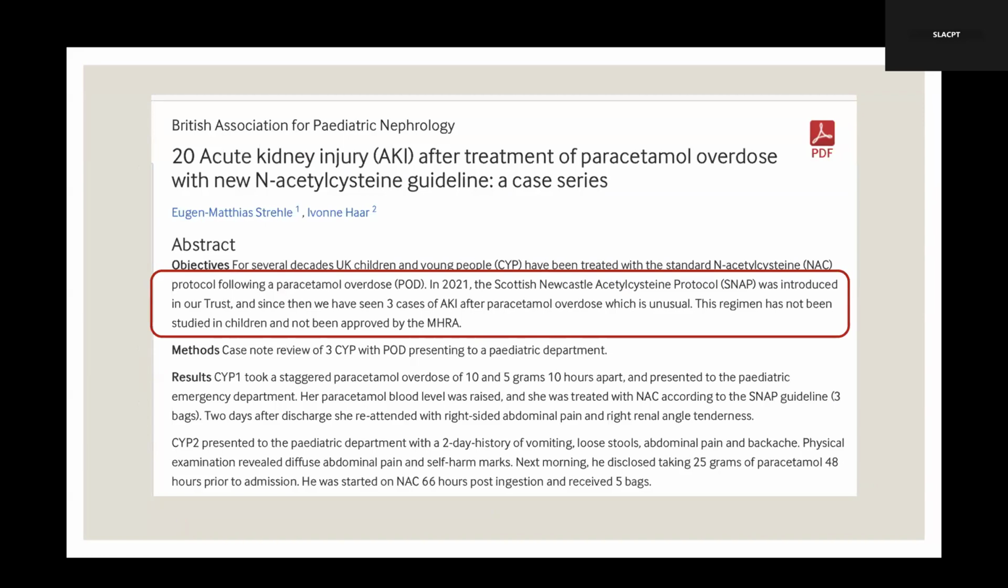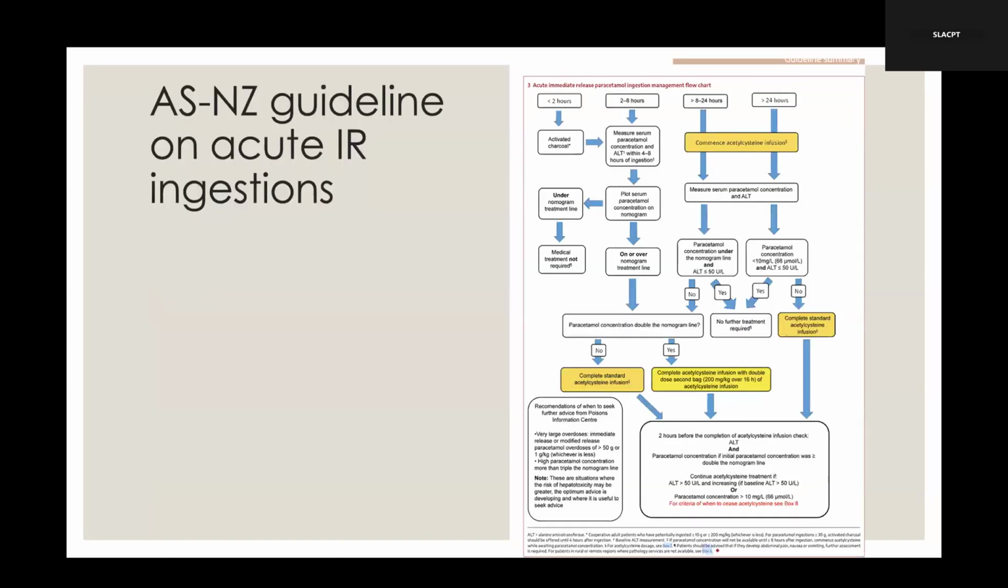In the UK, some children who were given the SNAP 12-hour regime were noted to have acute kidney injury, particularly in children. So there are concerns about that regime also.